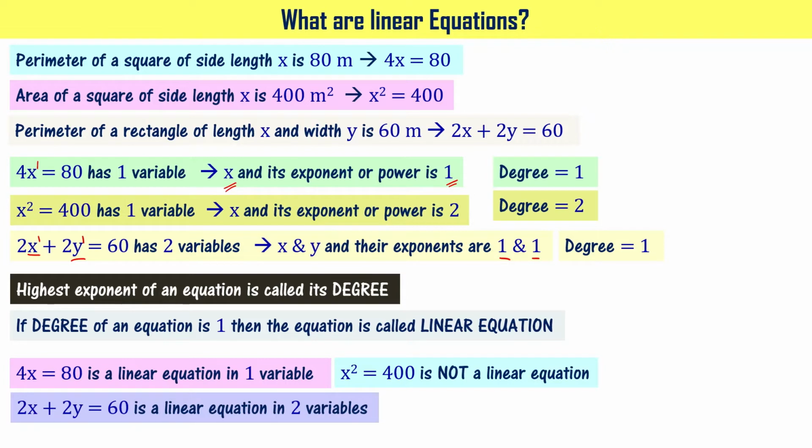2x plus 2y equal to 60 is also a linear equation, but in two variables. Please note this point. Here we have 4x equal to 80, a linear equation in one variable. Here 2x plus 2y equal to 60 is a linear equation in two variables. If you recall the name of the chapter, we are going to deal with linear equations in one variable. It means we are going to learn more about equations like 4x equal to 80, not like 2x plus 2y equal to 60. We are not going to learn more about this kind of equations. I hope you understand the concept.